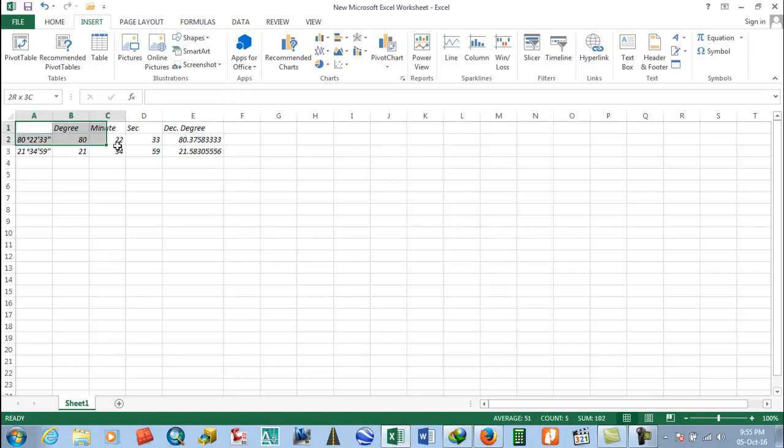This is a very simple procedure to convert from degree minute second coordinate to decimal degree coordinate. This is all about it.